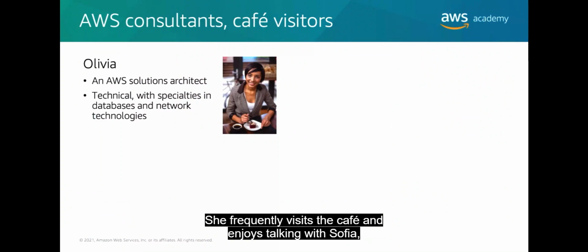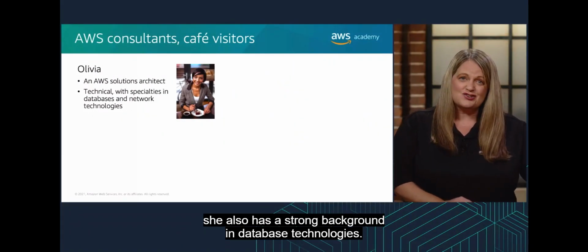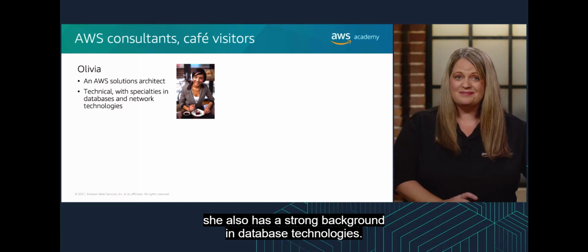Olivia is an AWS Solutions Architect, known as an SA, who recently moved to the downtown area. She frequently visits the cafe and enjoys talking with Sophia. Through their conversation, Sophia has learned that Olivia is an expert in AWS and cloud technologies. Olivia used to be a network engineer, and she also has a strong background in database technologies.